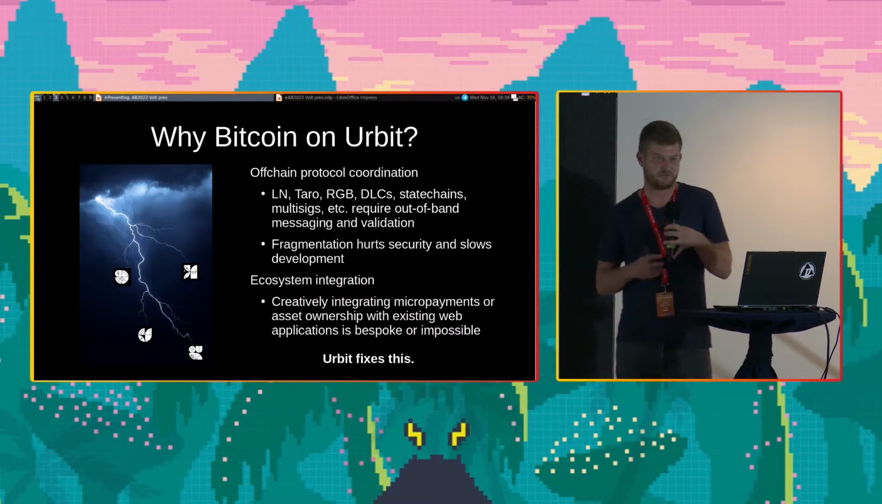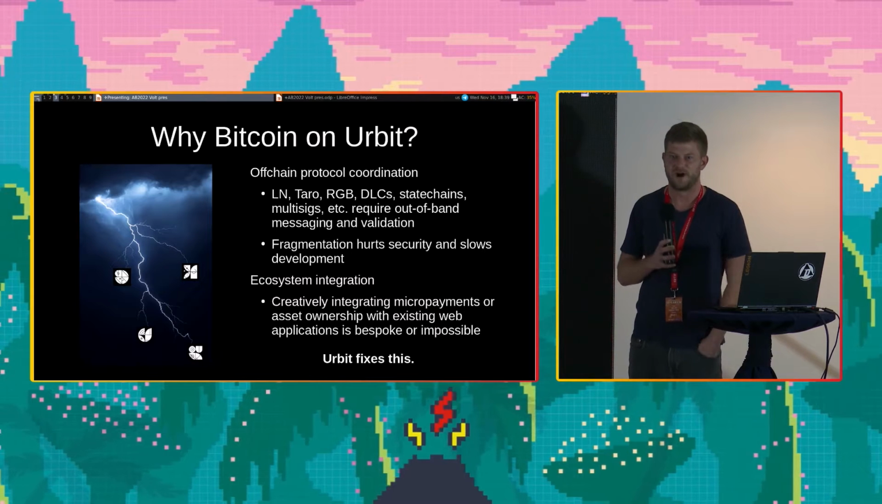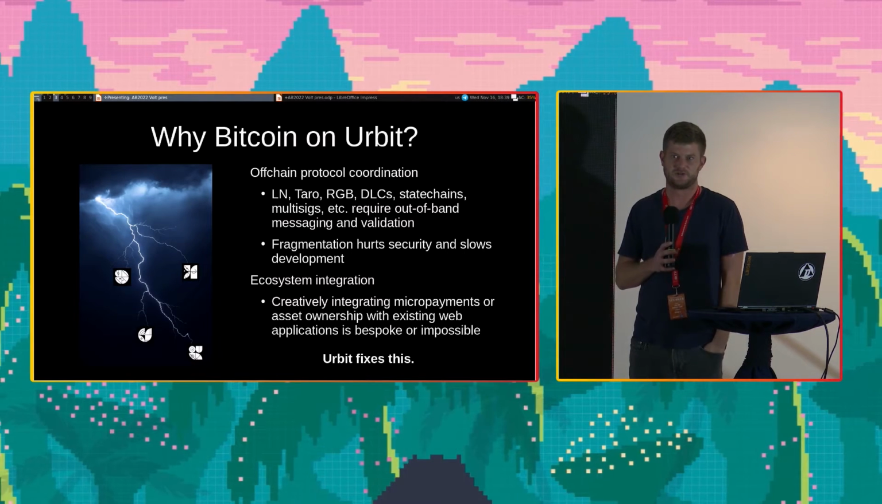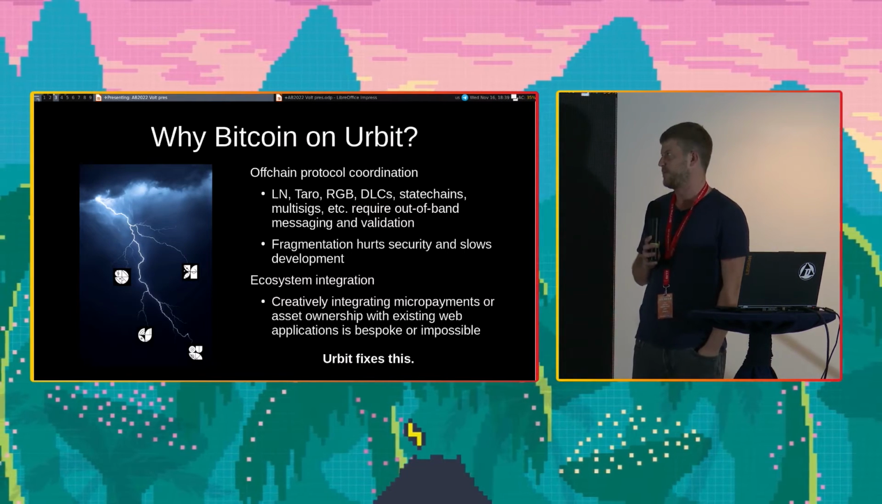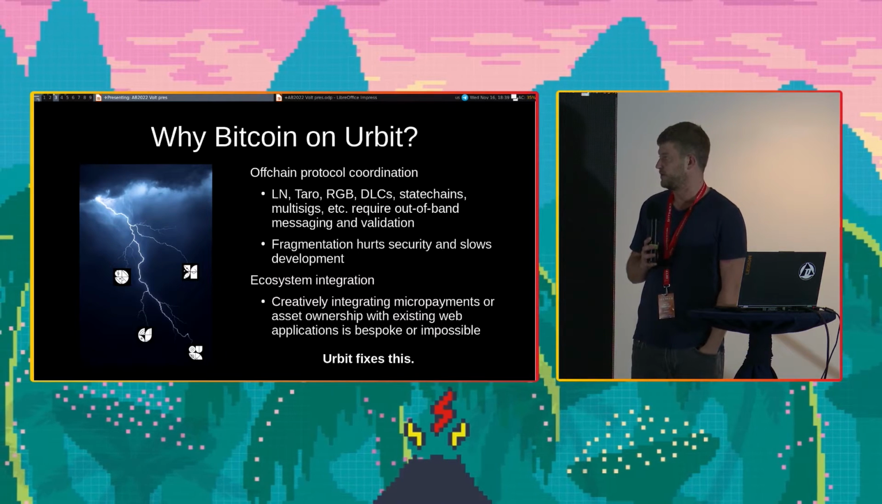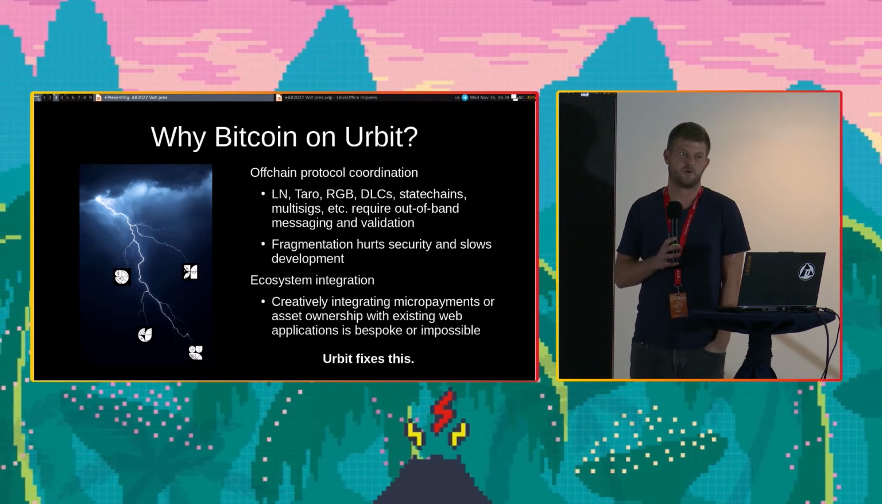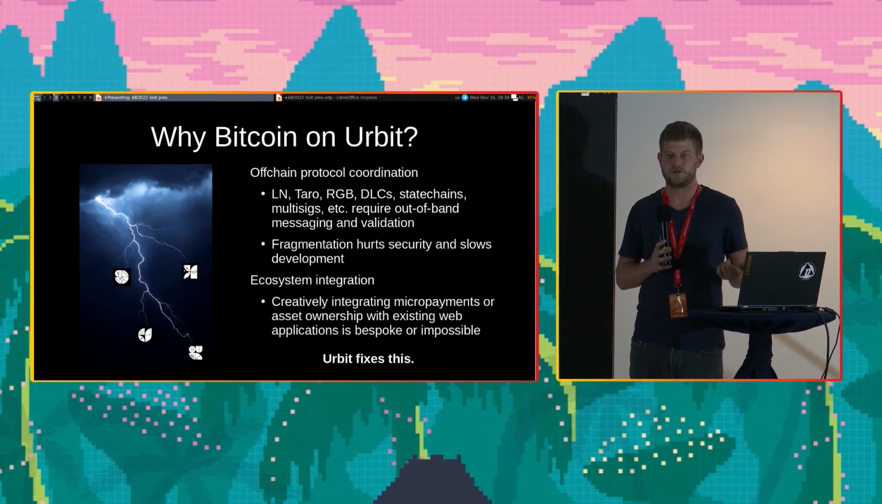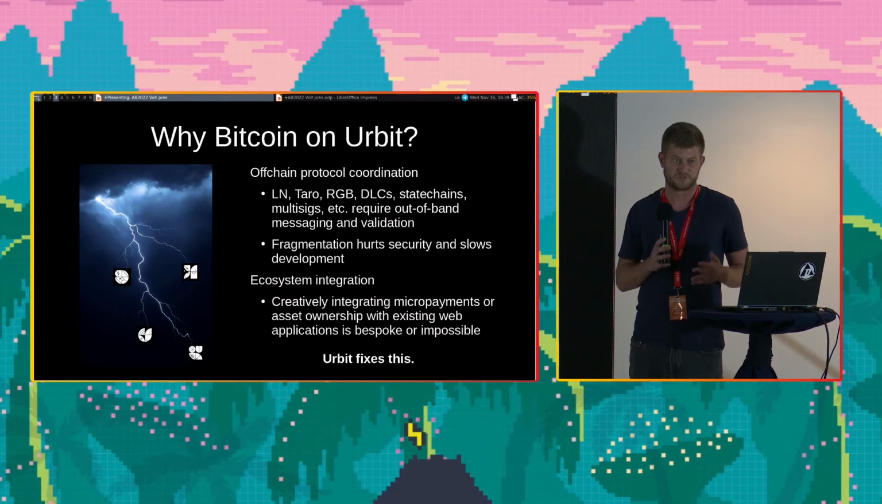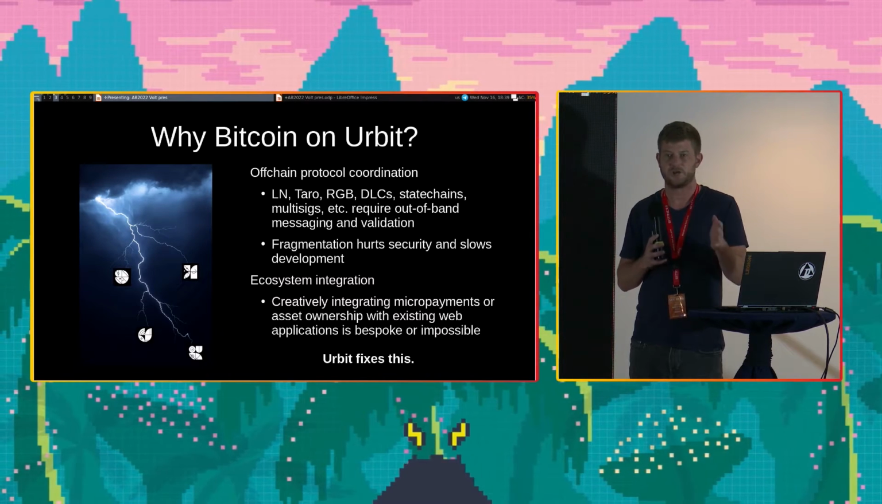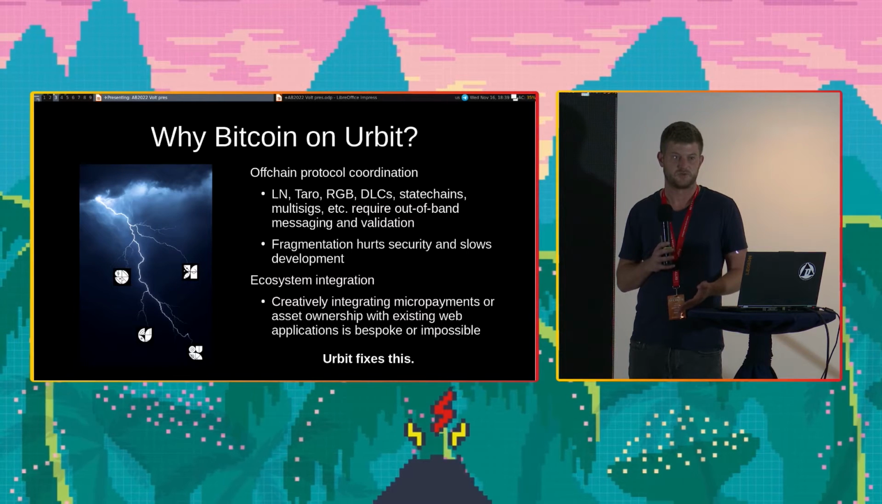So why do Bitcoin on this extremely novel computing stack? There are two big problems that we're trying to solve. One of them is off-chain protocol coordination. Whether it's Lightning, RGB, Taro, DLCs, or even just vanilla multisigs, you need off-chain messaging and validation in order to execute these protocols.